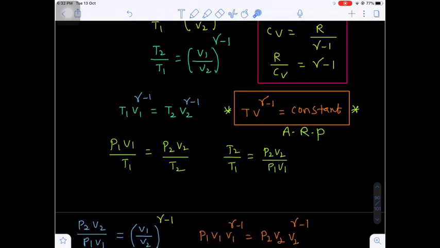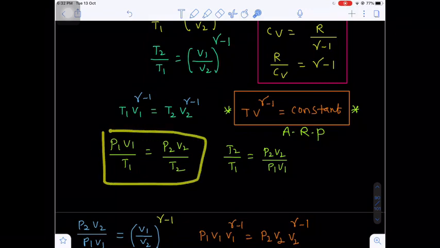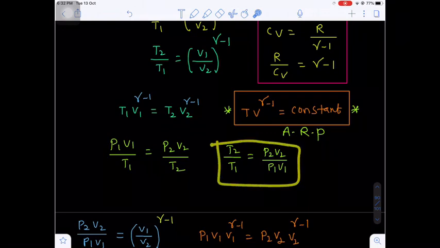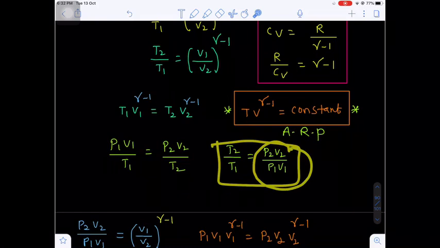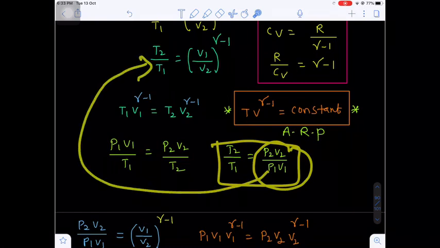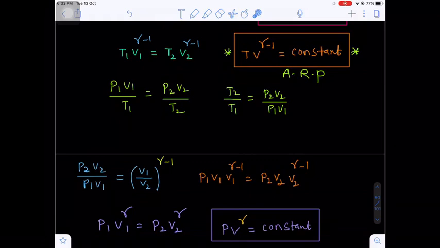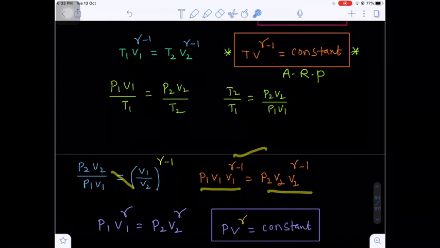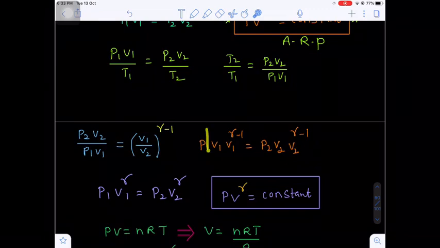Now next one, with the help of the equation of state, P1 V1 by T1 is equal to P2 V2 by T2. Instead of T2 by T1, we can write P2 V2 by P1 V1. Okay. So P2 V2 upon P1 V1 will be equal to V1 by V2 to the power gamma minus 1. Again, if you cross multiply, then what we will get? P1 V1 into V1 to the power gamma minus 1 is equal to P2 V2 into V2 to the power gamma minus 1. Here if you see, the bases are equal, so powers must be added.